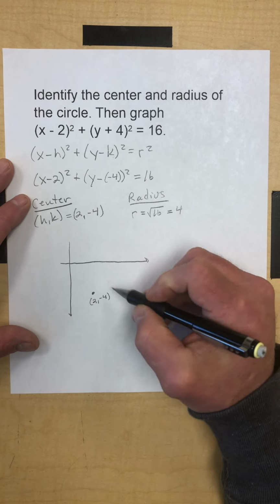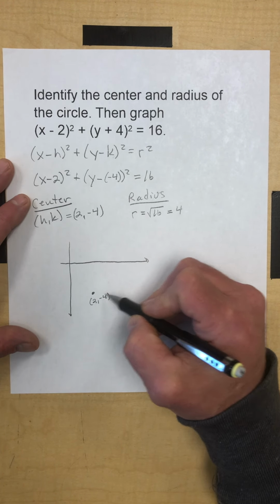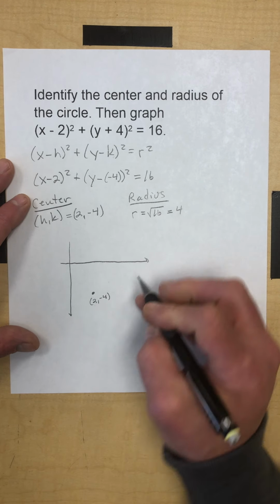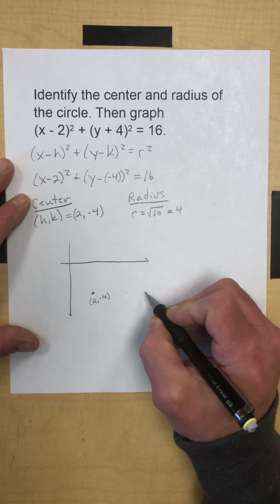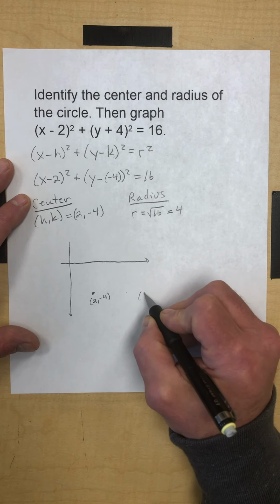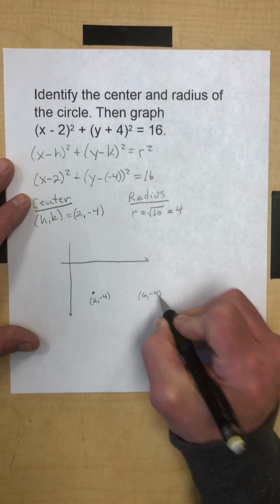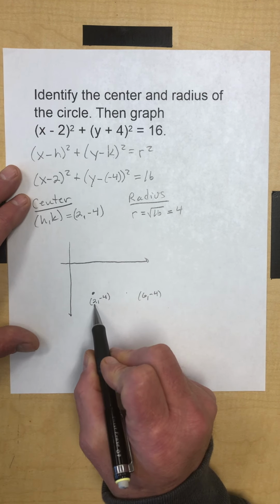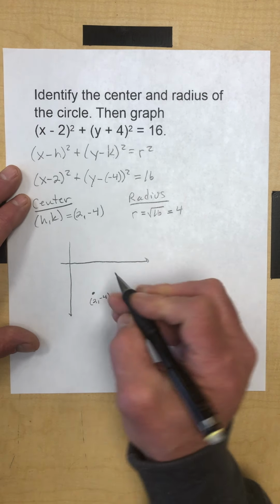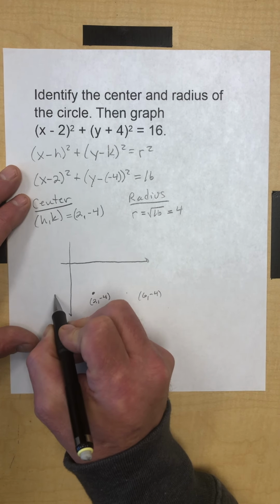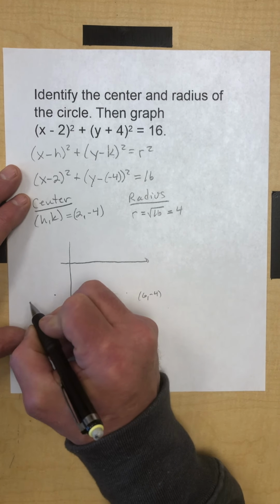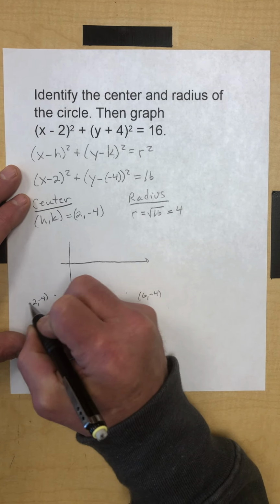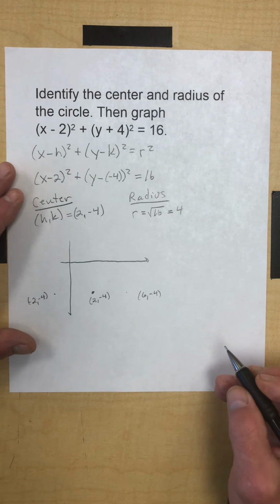Okay, so let's see, I have to go 4 to the right. So that would be 4 to the right of 2. So that guy over here would be at 6, -4. And then if I go 4 to the left, that would be 4 to the left of 2, so that would be at -2, -4. Okay, so that guy about right there.